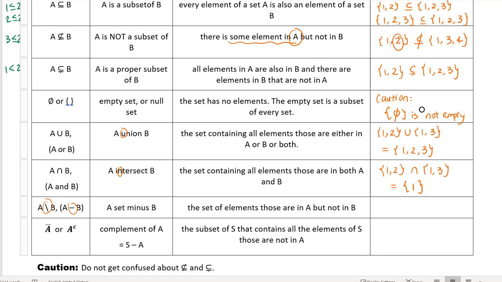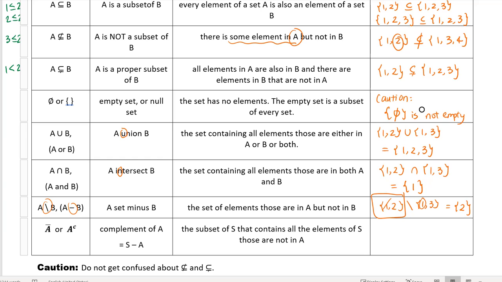Okay, we look at the elements in A, and then we want to take out who's on the list of B. Think about it: we start with the elements of A, and we want to take out 1, and then we want to take out 3, but we don't have 3, so there's no 3 we can take out. Now, what's left? We only have 2. So A set minus B is 2 in this case.